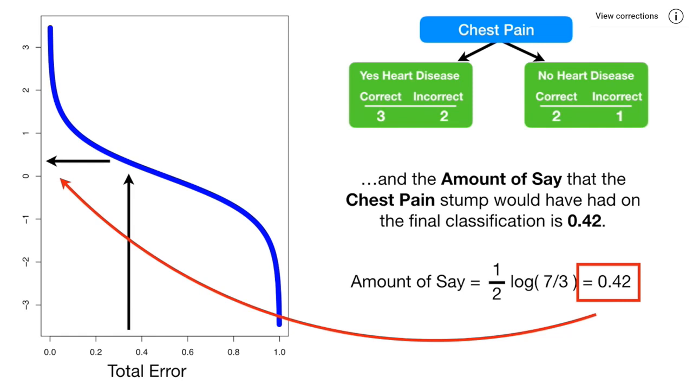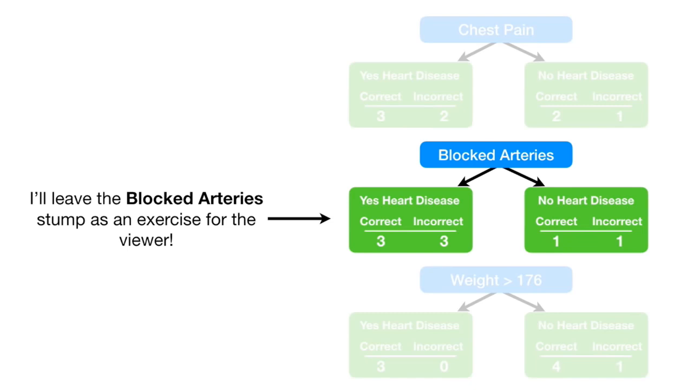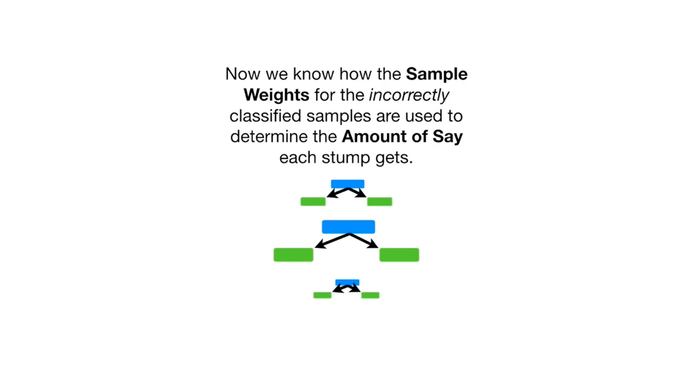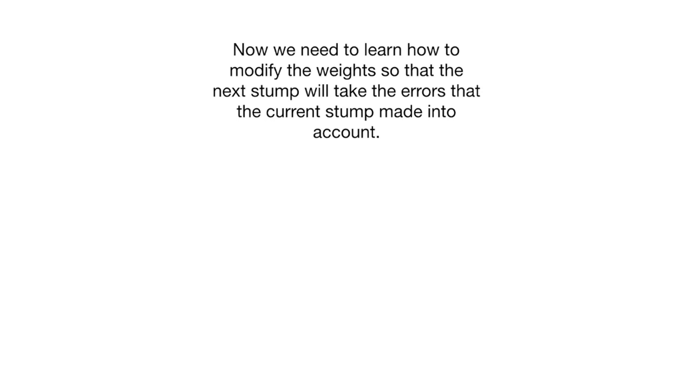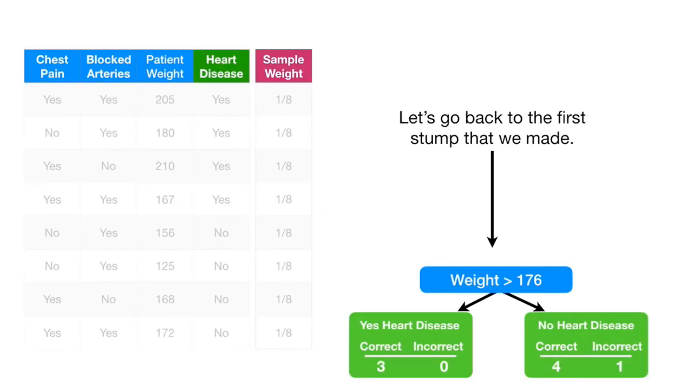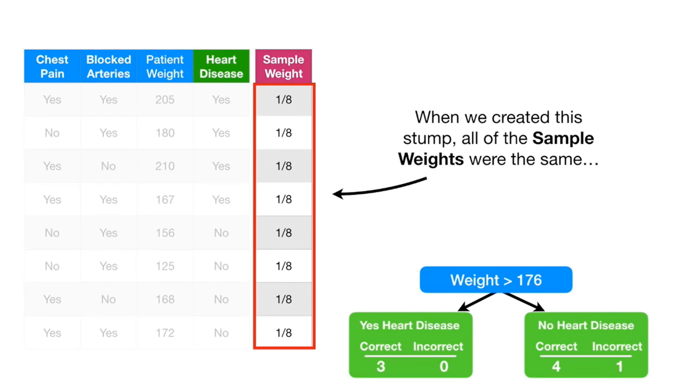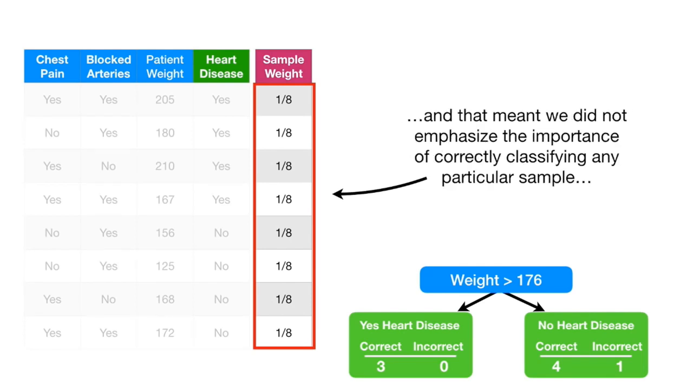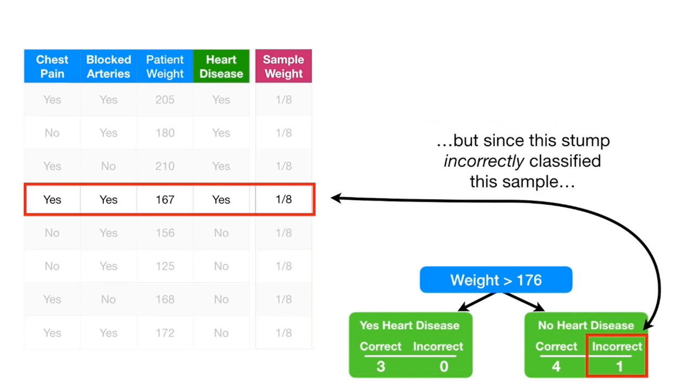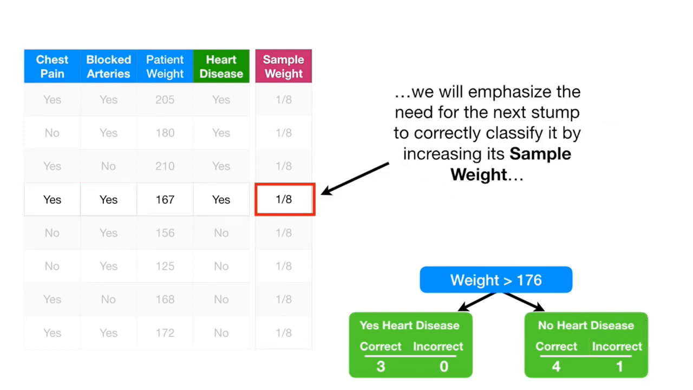Now we know how the sample weights for the incorrectly classified samples are used to determine the amount of say. Now we need to learn how to modify the sample weights, so that the next stump will take the errors that the current stump made into account. Let's go back to the first stump that we made. When we created this stump, all of the sample weights were the same, and that meant we did not emphasize the importance of correctly classifying any particular sample. But since this stump incorrectly classified this sample, we will emphasize the need for the next stump to correctly classify it by increasing its sample weight and decreasing all of the other sample weights.